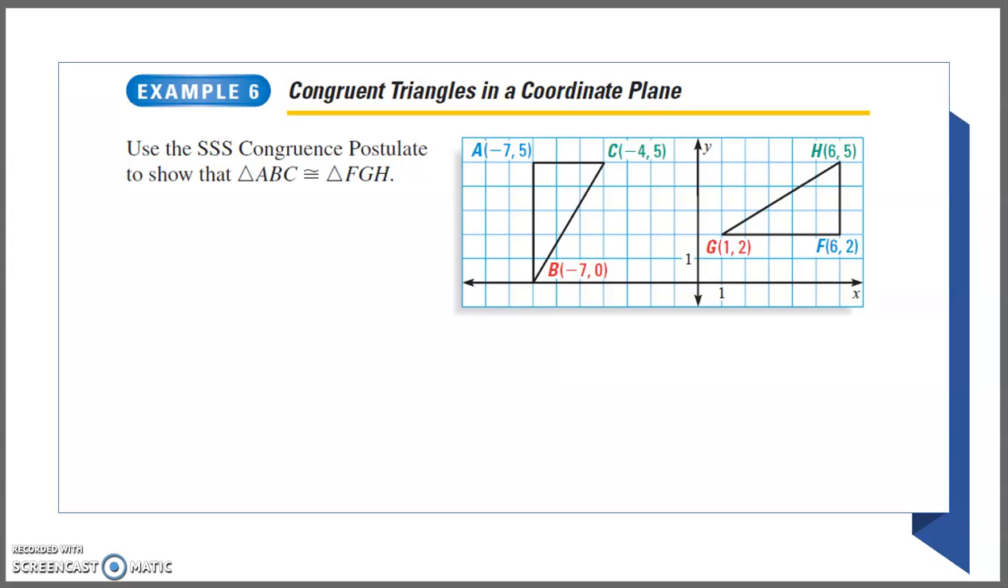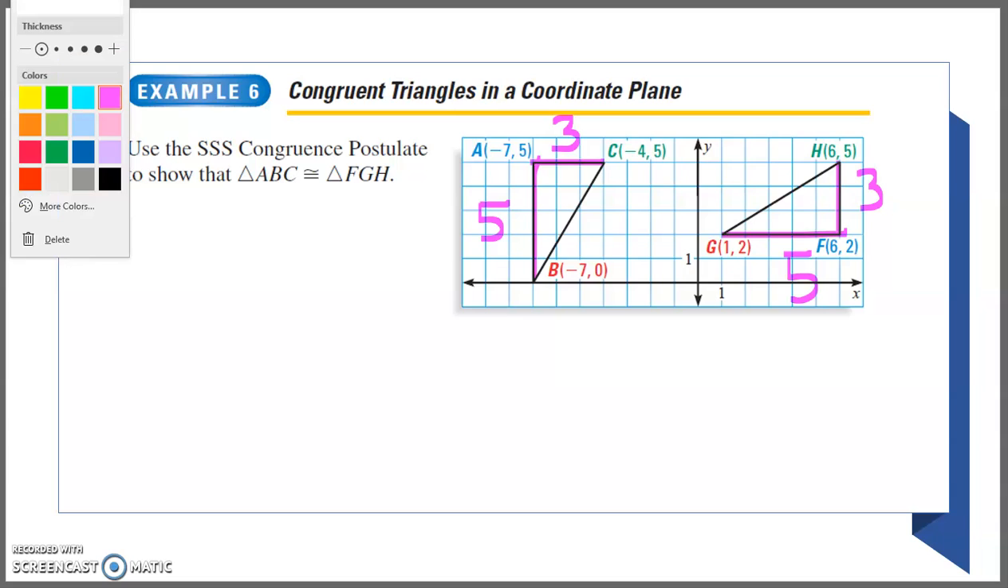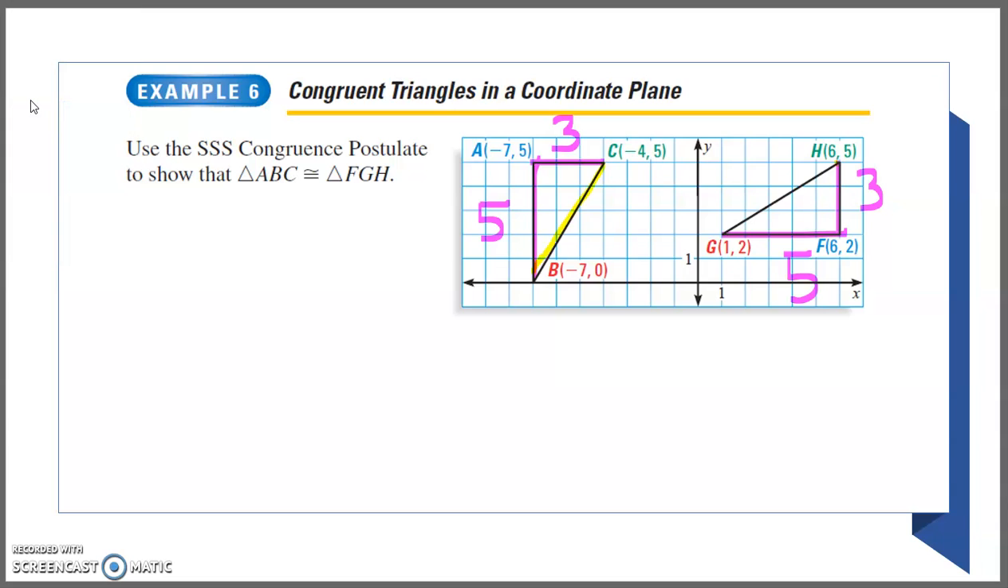It says, use the SSS congruence postulate to show that those triangles are indeed congruent. Well, keep in mind, if the distance is horizontal, or if the distance is vertical, then we can just count that distance. So for example, this has 3 blocks. That one has 3 blocks. This has 1, 2, 3, 4, 5 blocks. This one has 1, 2, 3, 4, 5 blocks. So guys, it looks like the only thing we're going to have to calculate are the diagonal distances.